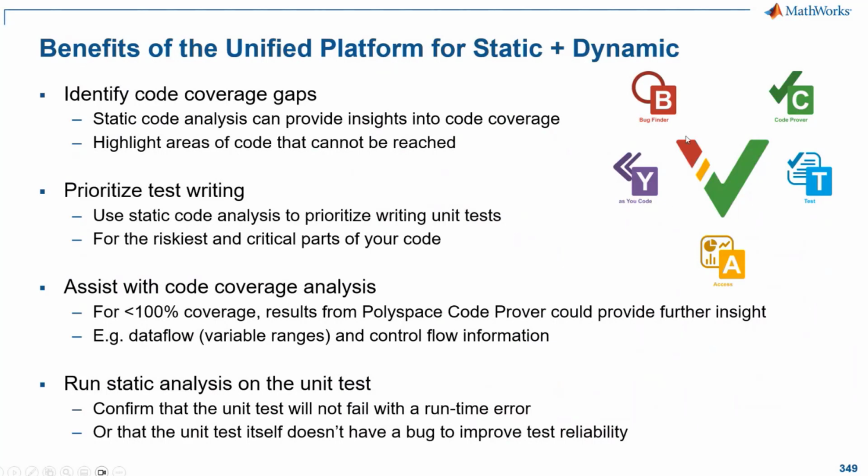If we look at the V model again, you see we have Bug Finder that can be applied, and Code Prover that can be applied. We have the different plugins, like this policy-based one integrated in Eclipse, Visual Studio, or Visual Studio Code, or integrated in Simulink. With A here is Polyspace Access, the web-based UI to review the results interactively and share them across different teams. And now with T we have Polyspace Test for dynamic analysis.